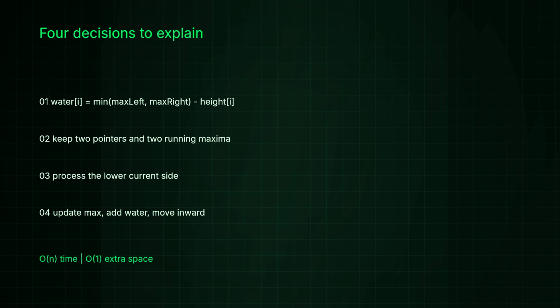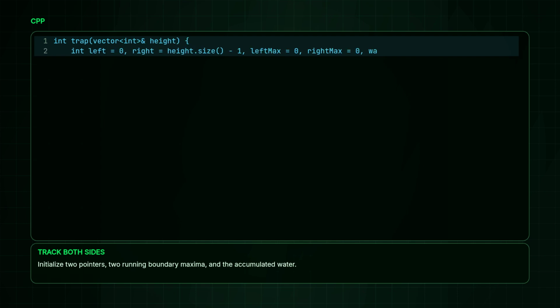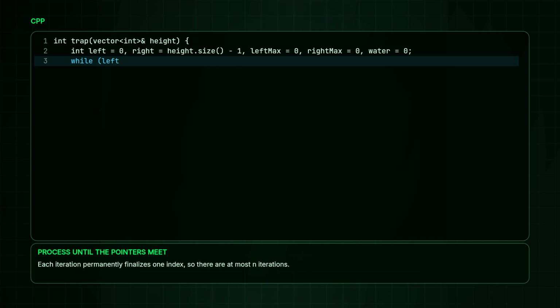Each pointer moves across the array once. Time is O(n), and extra space is O(1). Initialize two pointers, two running boundary maxima, and the accumulated water. Each iteration permanently finalizes one index, so there are at most n iterations.